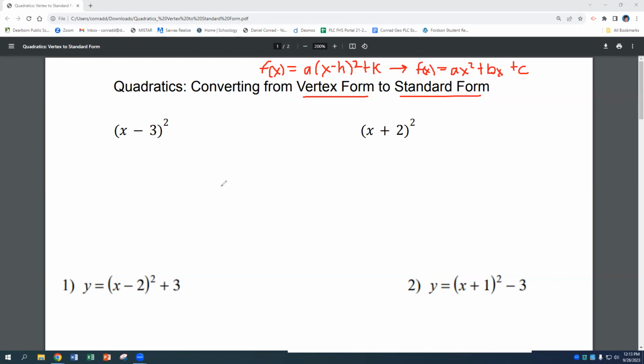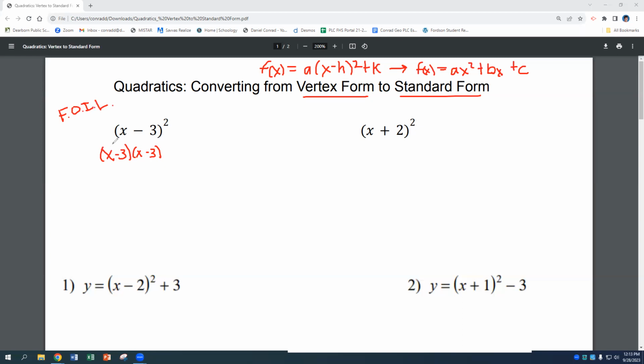In order to do that, we have to be able to do binomial distribution. So just as a practice here, we have two binomials squared, and we want to be able to FOIL them or distribute them out. So x minus 3 squared is the same as saying x minus 3 times x minus 3. Then we can do our FOIL method, right? First, outer, inner, last.